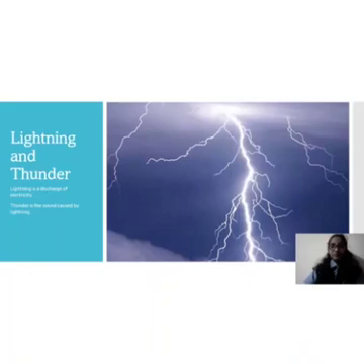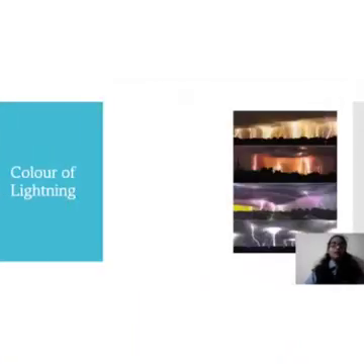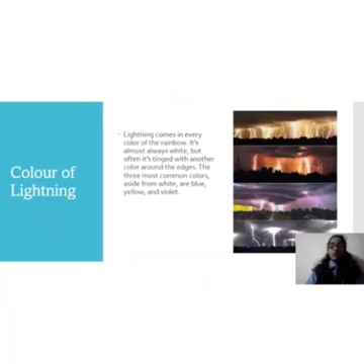What is the color of lightning? Lightning comes in every color of the rainbow. It's almost white, but often it's tinged with another color around the edges. The three most common colors aside from white are blue, yellow, and violet. Factors which determine the color are atmospheric humidity, temperature, and levels of air pollution.